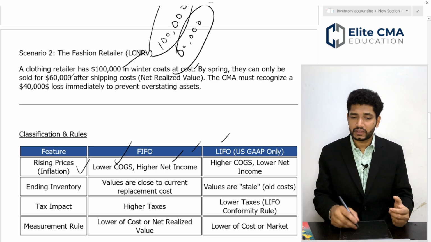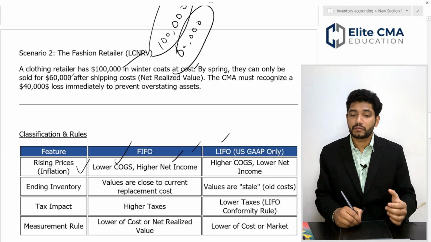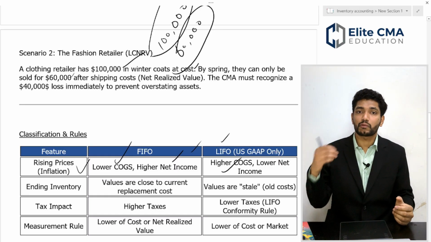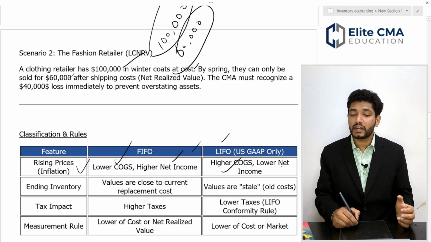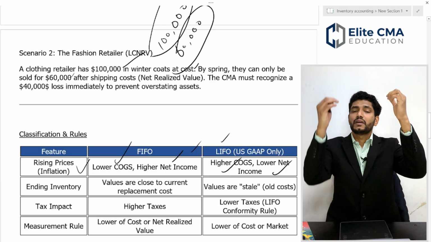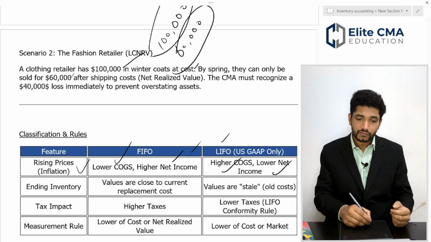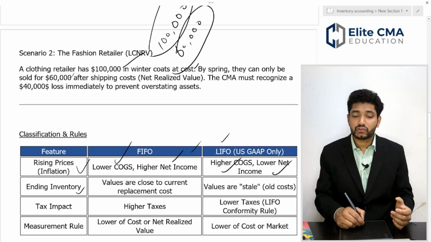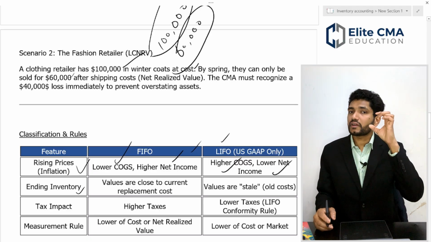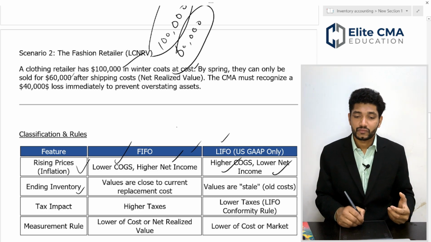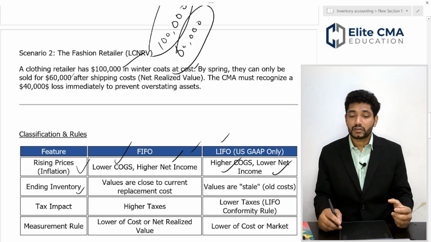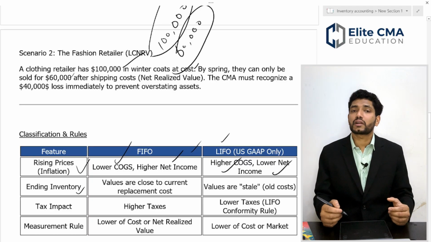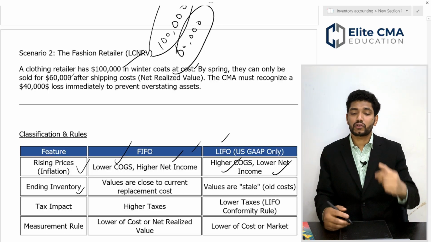Then the LIFO method. In the LIFO method, in the inflationary environment, there will be a higher cost of goods sold, because you are using the latest purchase as your cost of goods sold. At the same time you are reporting a lower net income, because if the cost of goods sold is higher, obviously your net income will be lower. Then the ending inventory. With FIFO, the ending inventory values are close to current replacement cost, because your ending inventory reflects your latest purchase. When it comes to LIFO, the ending inventory values are old cost. You are considering your ending inventory as your old purchase or your old cost.